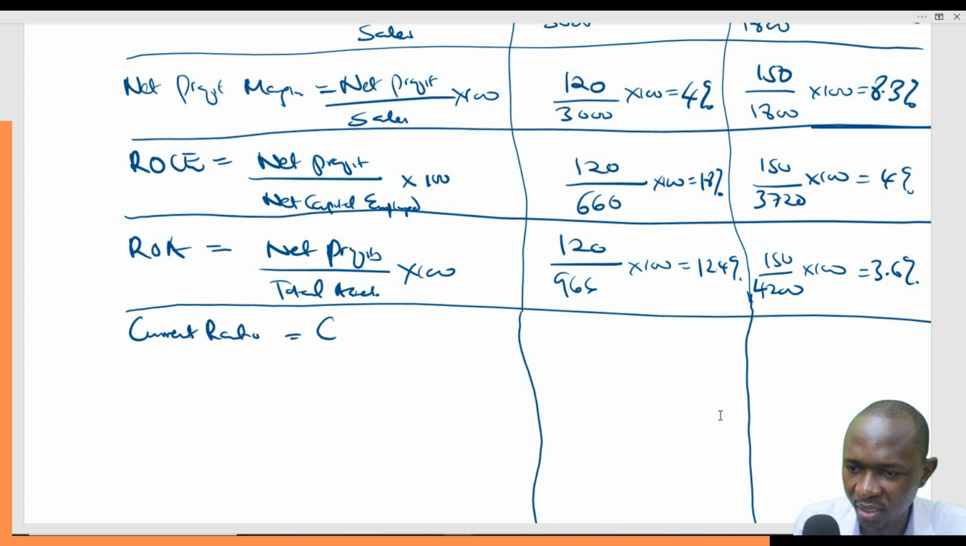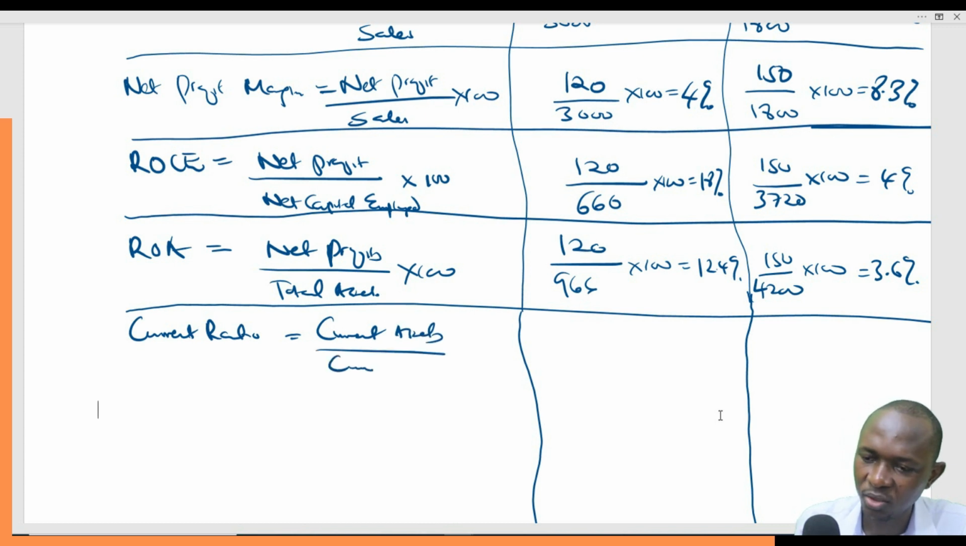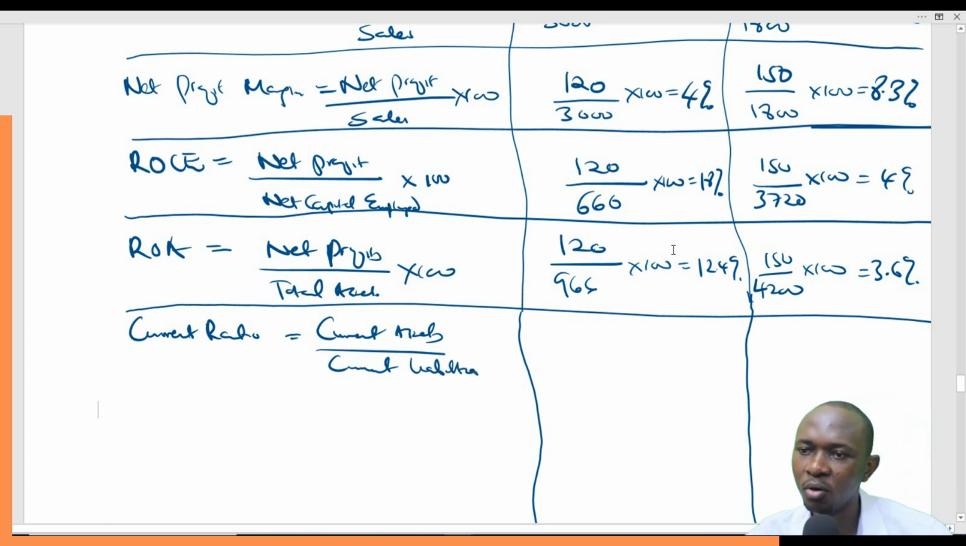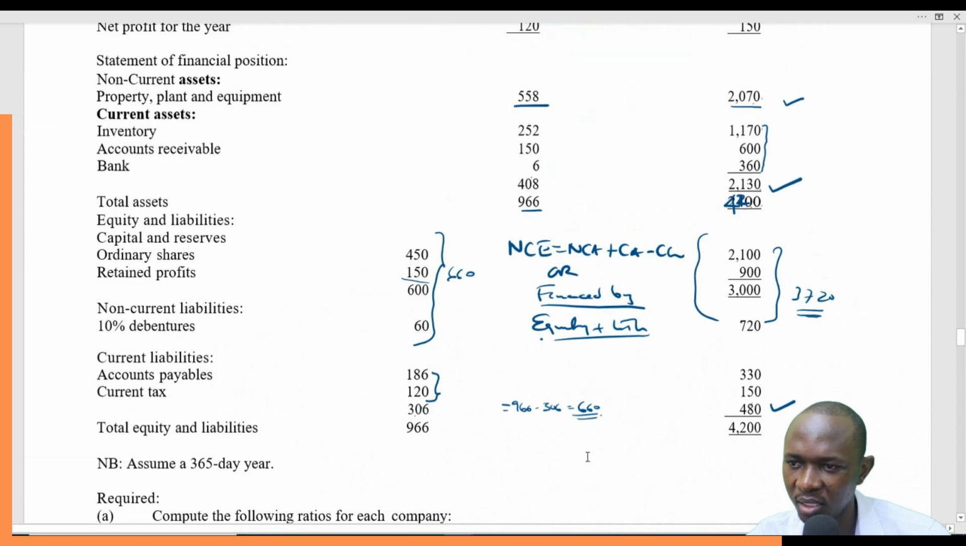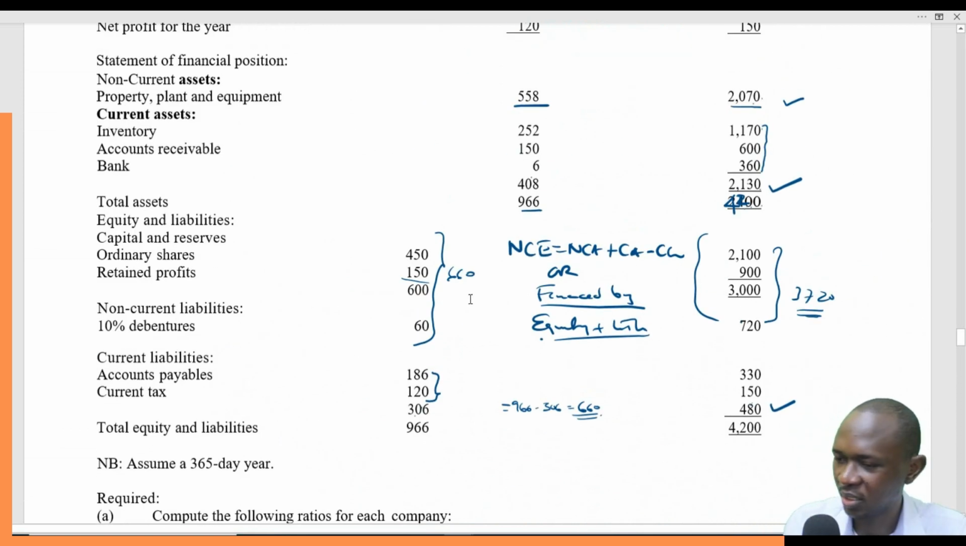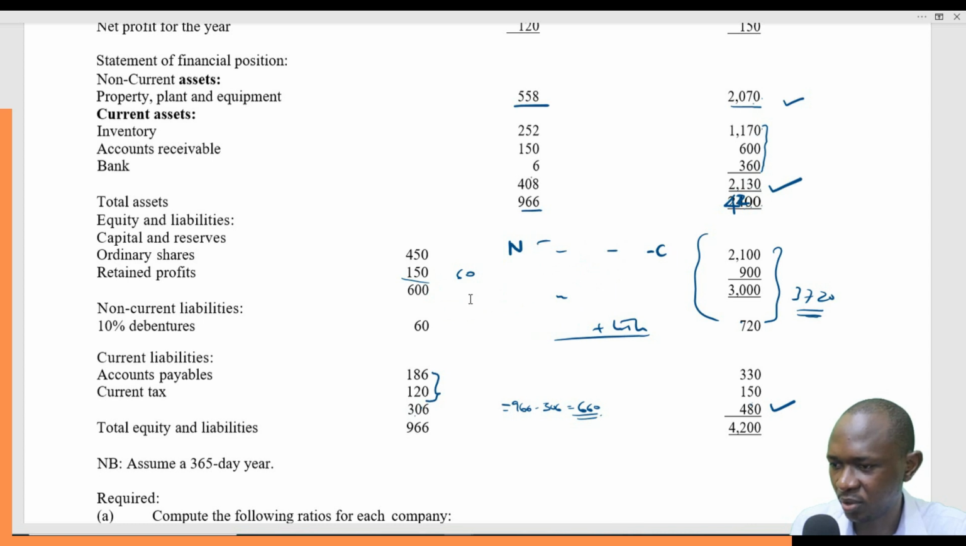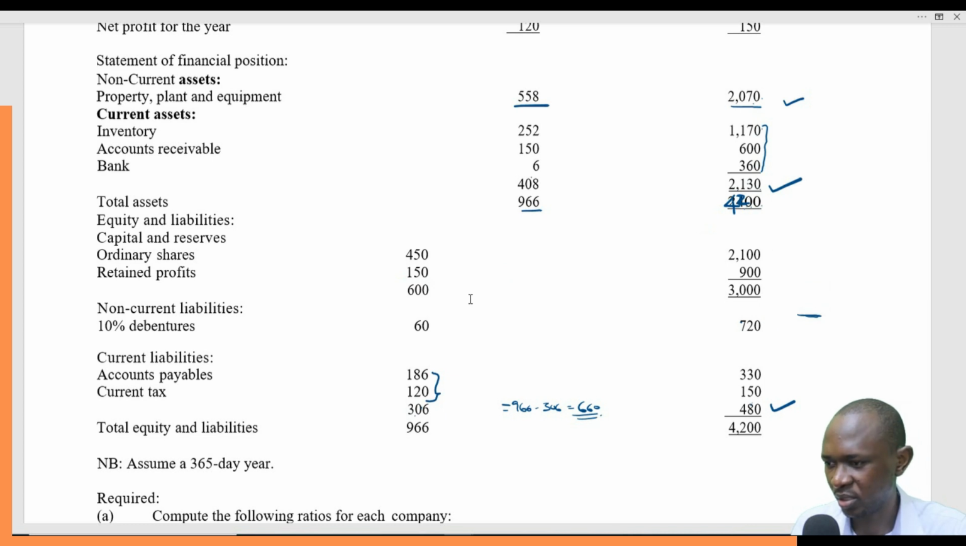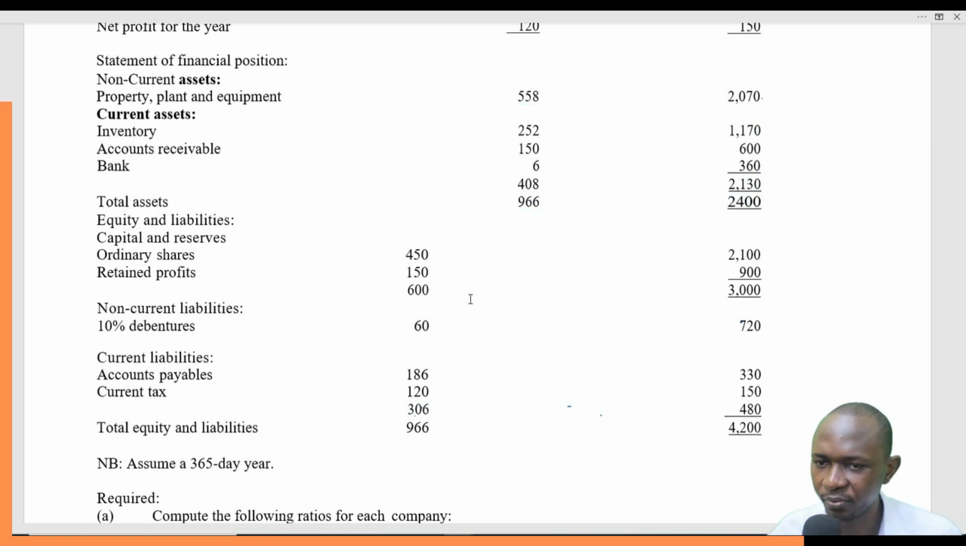This is simply current assets over current liabilities, and it's always expressed in a ratio. So you simply go back to the question and pick current assets over current liabilities. So what are the current assets? I've dirtied this piece of work, so let me just make it a little bit clean. Need to be responsible for my actions. Okay, now that we already have a clean sheet, this one is okay.